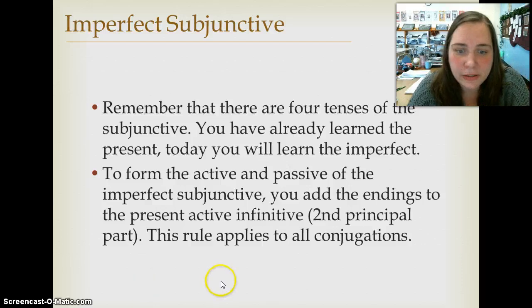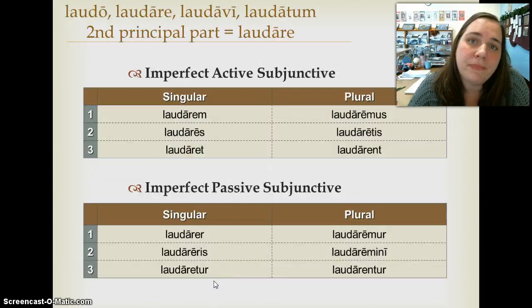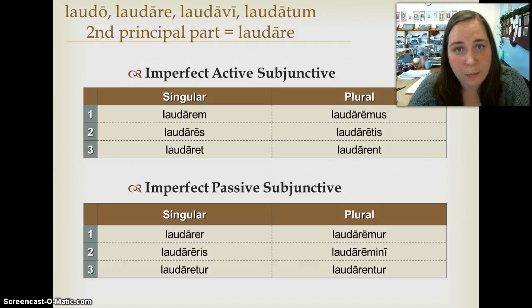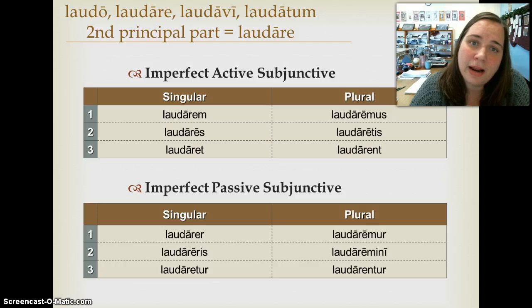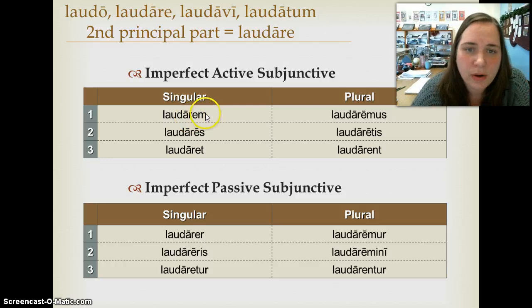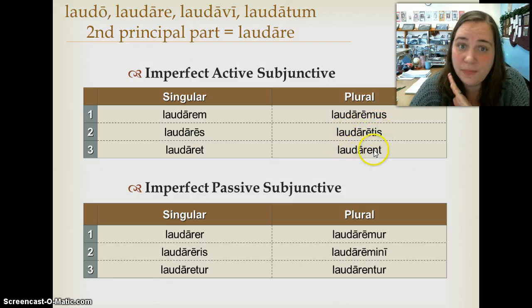So without further ado, let's take a look at how to form the imperfect active subjunctive and the imperfect passive subjunctive for each of our paradigm verbs. So first conjugation, paradigm verb, laudo, laudare, laudavi, laudatum. The second principal part, of course, is laudare. So that is the base, the stem, onto which we're going to add our endings. Okay, so laudarem, laudares, laudaret, laudaremus, laudaretis, laudarent. So imperfect active subjunctive for laudo.